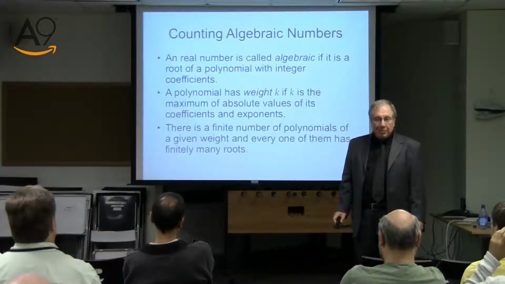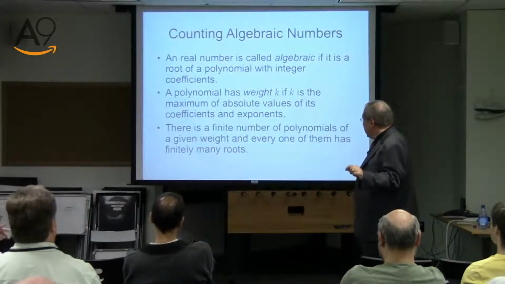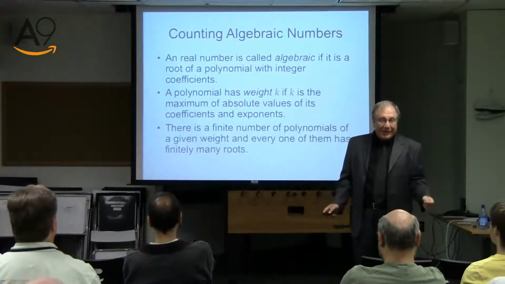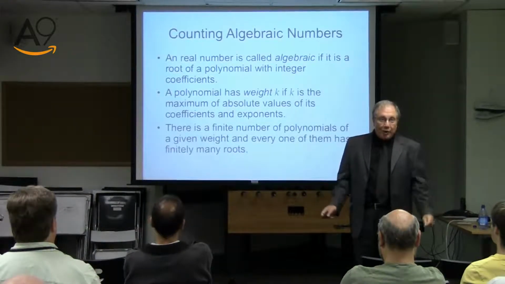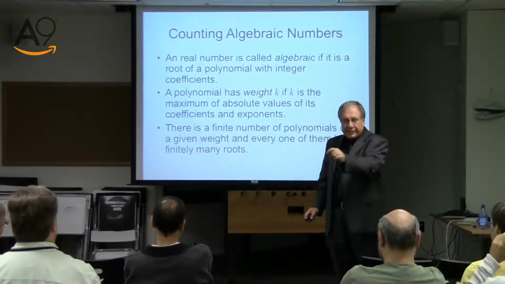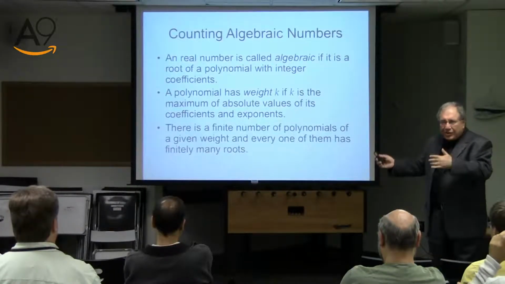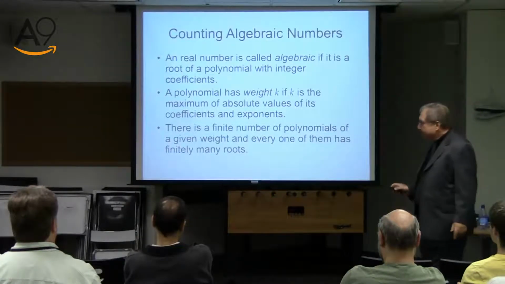There is a maximum. Now, I claim there is only a finite number of polynomials for any given weight. And every polynomial has a finite number of roots. So we have countably many finite sets. Could we enumerate them? Yeah. We go through and enumerate for weight 1, weight 2, and so on. We enumerate all algebraic numbers. Right? You need to write it all up, but you get the idea.